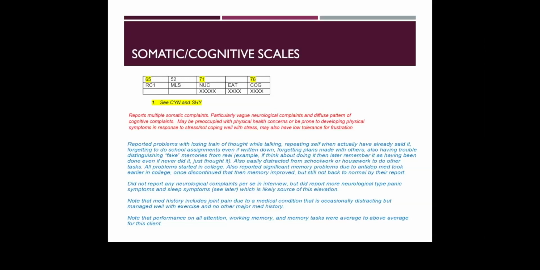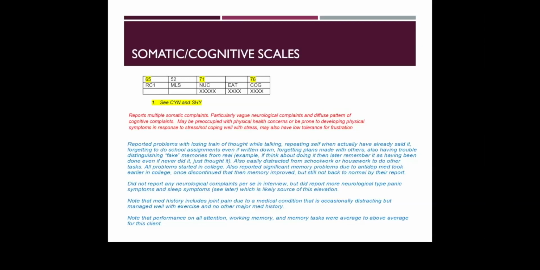However, later when we see panic symptoms, there were a bit more panic symptoms that are neurological in nature than we often see in typical panic complaints, and also some unusual sleep symptoms. Maybe that's partly the source. We do have to remember that elevated validity scale, RBS, as well. In this case, the individual did have a medical condition that led to joint pain over their whole body that they did find occasionally distracting, but managed well with exercise, and no other medical history. So we want to keep that in mind with regard to the RC1 elevation.